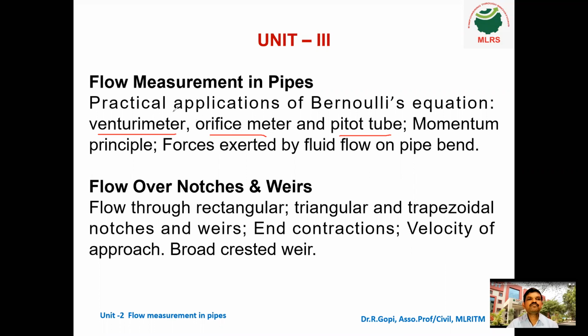Okay, this Venturimeter and orifice meter both are used to find the rate of flow. What is the other name of rate of flow? It is nothing but discharge. Okay, in a pipe. The pitot tube is an instrument used to find the velocity in a pipe, in a closed conduit pipe. Okay. So next, momentum principle. Next, important, force exerted by fluid flow on a pipe bend.